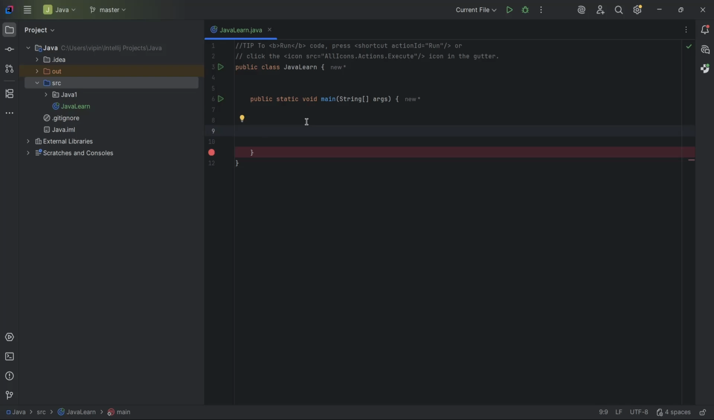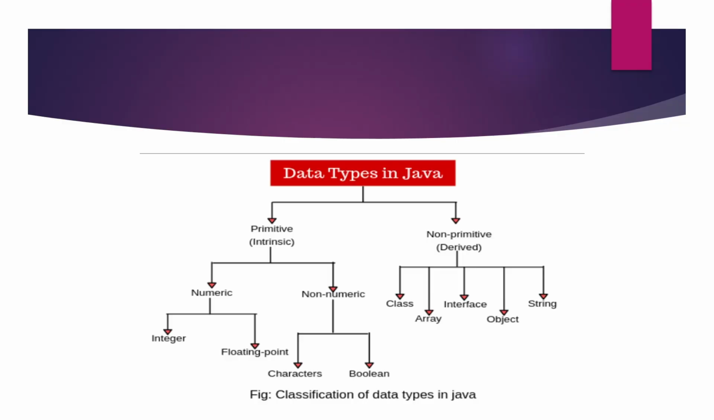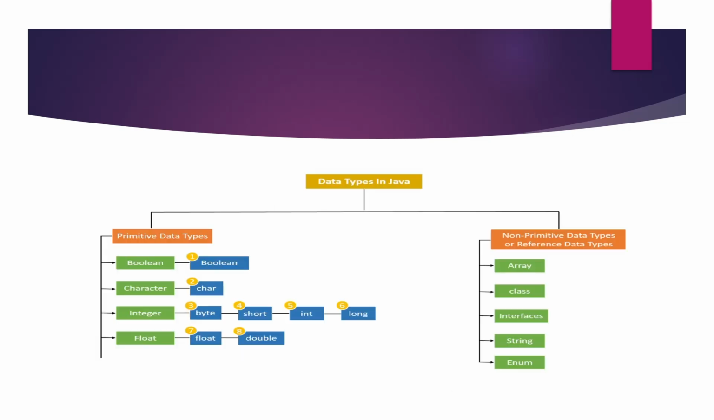One is primitive and another is non-primitive. As we saw earlier in this diagram, we have data types such as primitive and non-primitive and their subtypes. So let's see each of them one by one. Let's move to the next slide.